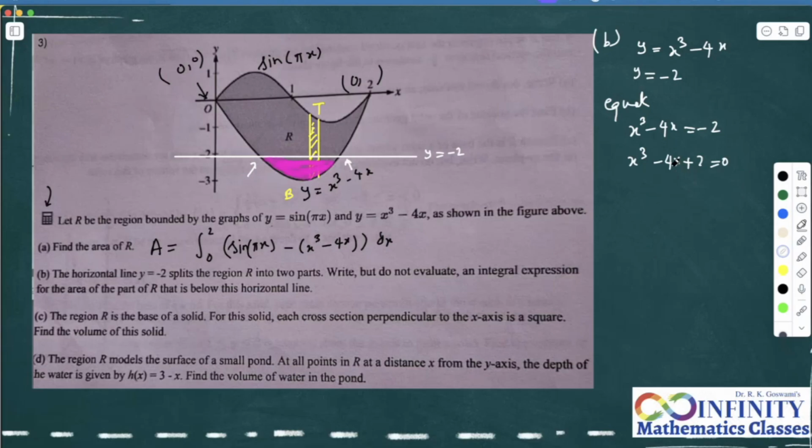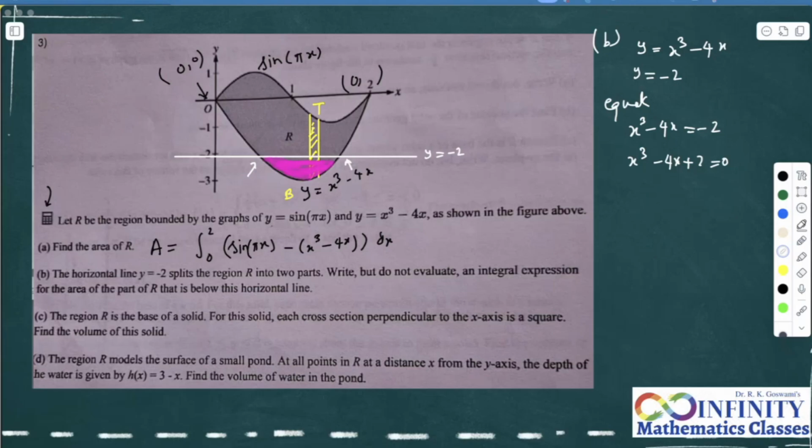I need to make use of the calculator. I don't have any other choice. You can also make use of the calculator to get the values. Okay, give me a second. Let me just get them. So one curve is going to be y equals x cube minus 4x. Am I right? Yes. Another curve is going to be y equals minus 2.